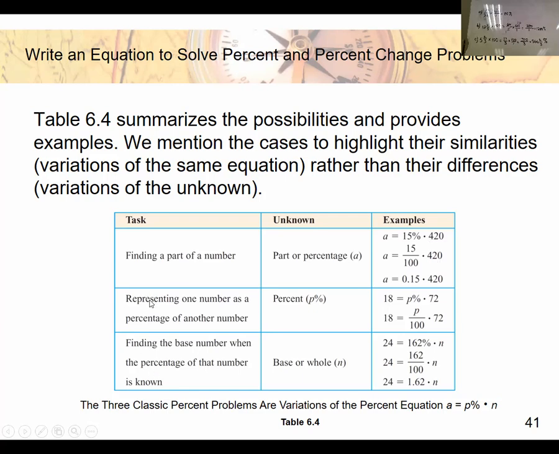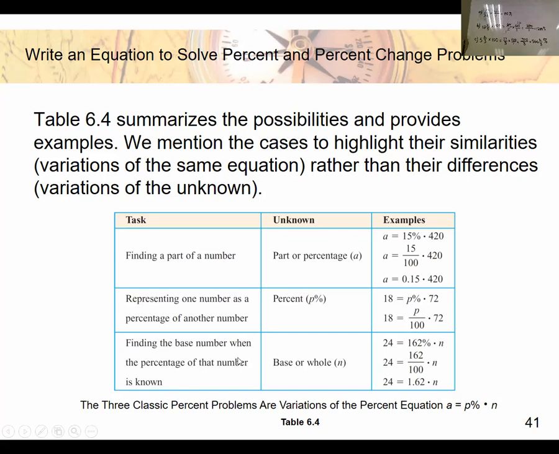The second task could be represent one number as a percentage of another number. In other words, we're trying to find what percent of the whole would give us that part. And these are just a couple of examples here. 18 is equal to P% of 72. And then of course, P% would be P over 100. So it could be 18 is equal to P over 100 times 72.